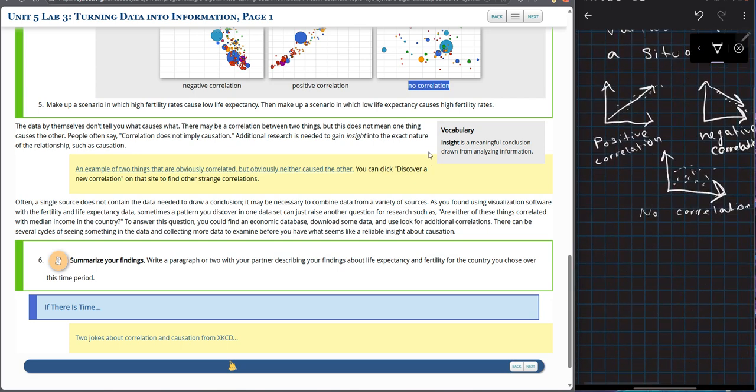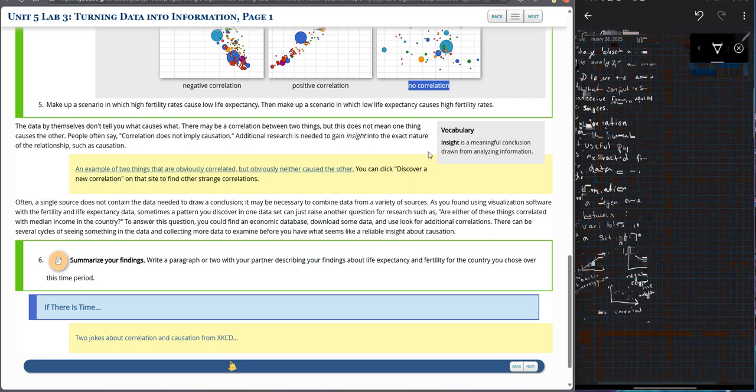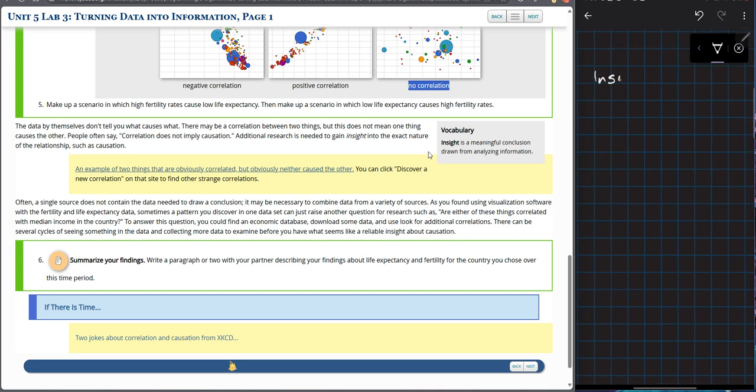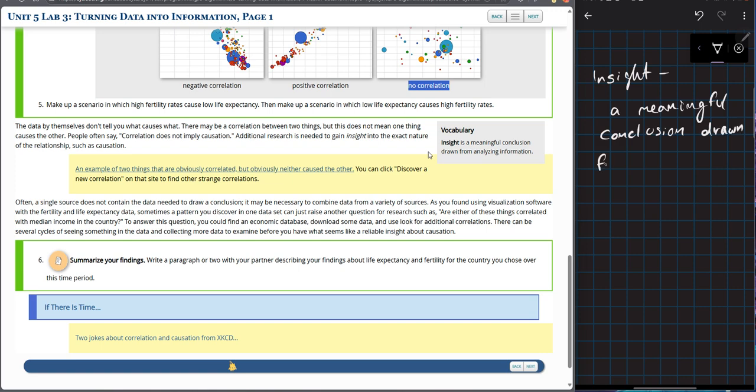And then another vocabulary word. I'll just put the side right here. You have it as insight. All this means is a meaningful conclusion drawn from analyzing information.